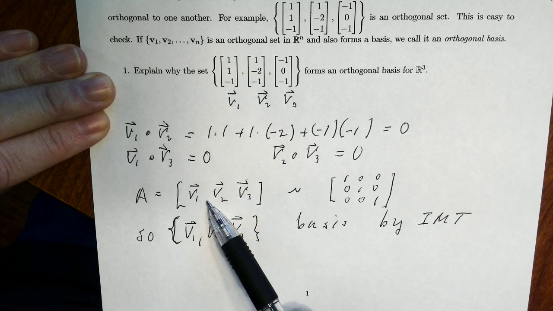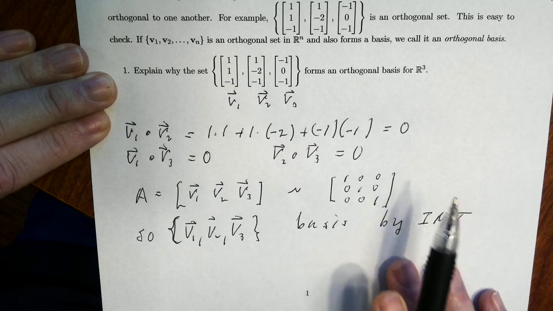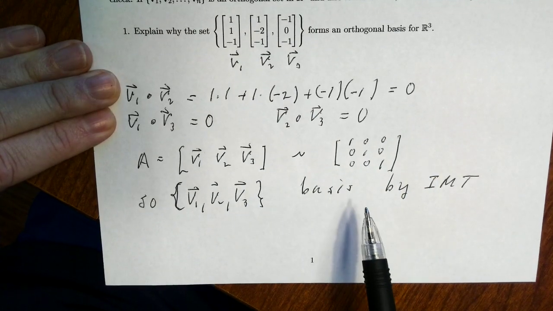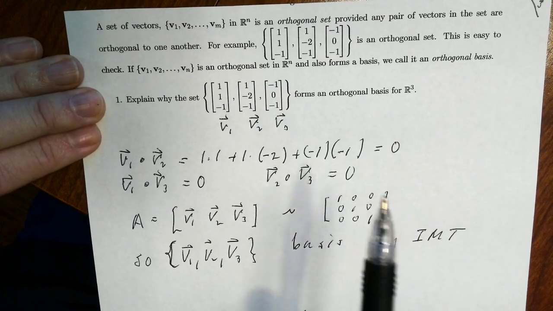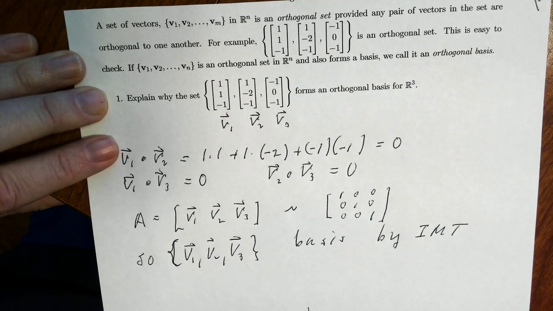Now, if we form a matrix using v1, v2, v3 as the columns, and we row reduce it, we get the identity. So we see that v1, v2, v3 also form a basis for R3 by the invertible matrix theorem. So they form a basis for R3, and they are pairwise orthogonal, so they are an orthogonal basis.